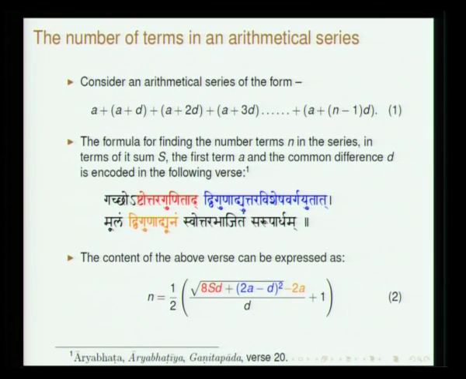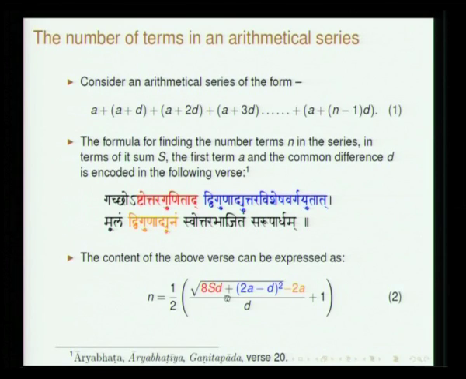So with this I will first of all introduce an interesting verse from Aryabhatiyam. This verse is presenting a formula by which we will be able to find out the number of terms given an arithmetical series, given that you know the sum of the series and first term and the common difference. So the verse goes like this: Gachoshtotara gunitat Dvigunad Yuttara Vishesha Vargayutat Moolam Dvigunad Dyunam Swottara Bhajitam Sarupardham.